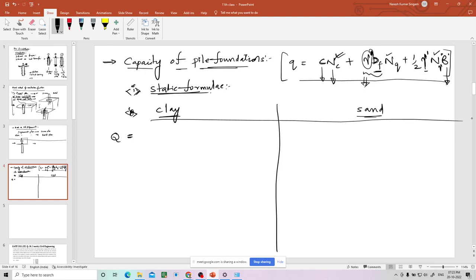Now coming to pile foundations, how will these formulas be modified? In clay, the friction angle is 0. If the friction angle is 0, this term will be cancelled. Then you will be getting only the bearing capacity from the end bearing. We don't talk about frictional resistance in shallow foundations, right? In shallow foundations, we only have end bearing. So this is the formula for end bearing resistance. But in pile foundations, we have end bearing as well as friction.